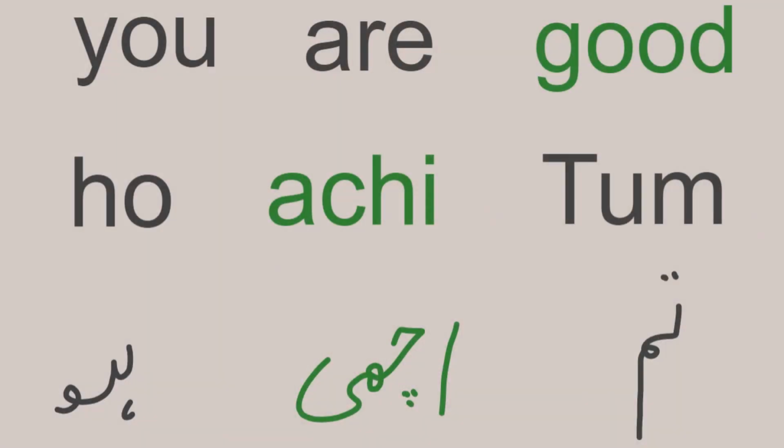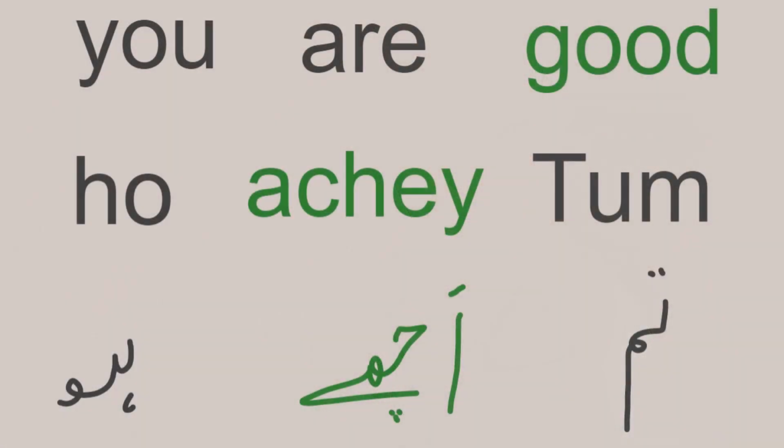Let's say you want to compliment somebody and you want to insert an adjective here. You are good. You can say tum achhi ho. The achhi is used only to address females, a girl or a woman. It is not used to address a male. For males, you can say tum achhe ho. You are good. This happens in Urdu because of noun gender agreement. I'm going to explain all that in later videos.